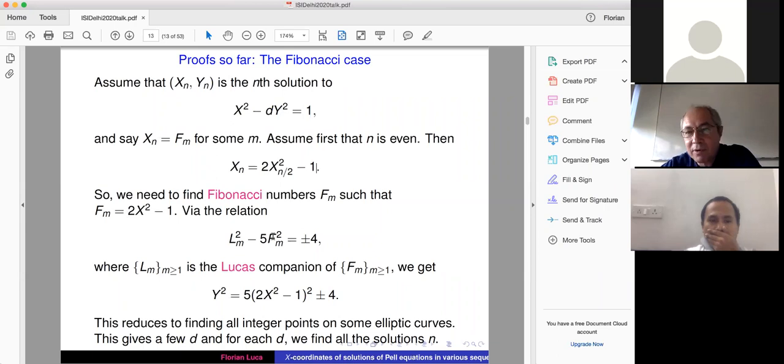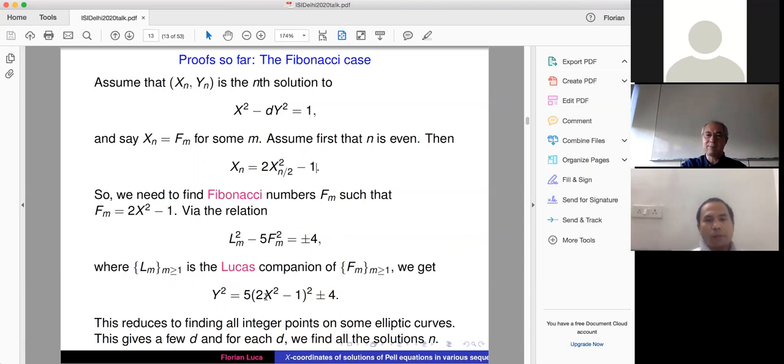Well, it turns out that the Fibonacci numbers naturally participate in some Pell type equation. So you take the Lucas companion of the Fibonacci sequence, which has the same recurrence as the Fibonacci sequence, except that instead of starting with 0, 1, it starts with 2, 1, if you start from 0. And then you assume that f sub m is 2x squared minus 1. You stick 2x squared minus 1 inside here. You move the 5 f_m squared to the other side, and if you denote L sub m by y, you get that y squared is this polynomial of degree 4.